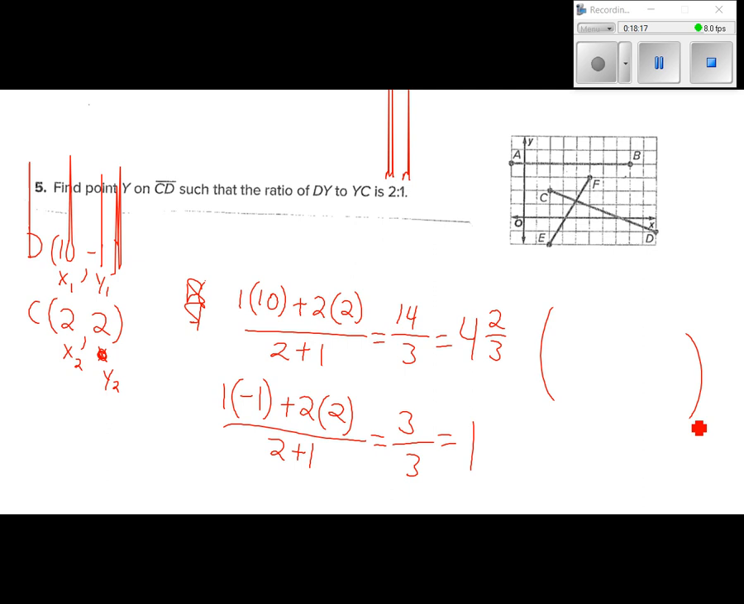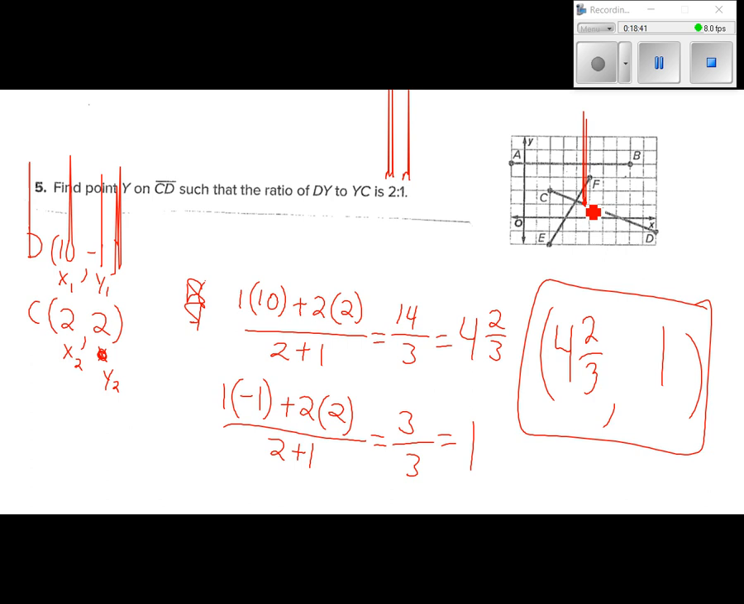Now to finish it up, we gotta write our point. Write it as an ordered pair. What's our x coordinate? 4 and 2/3. What's our y coordinate? Let's see if I go out here. 1, 2, 3, 4, and 2/3. That's gonna be about somewhere right about in there. Up 1. That's gonna end up somewhere right about in there.